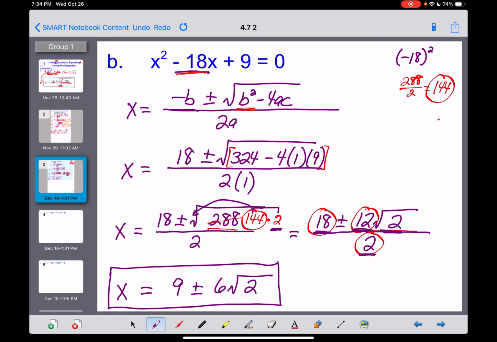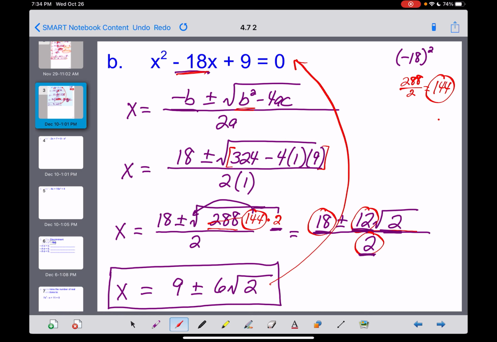So, unfortunately, because we ended up with an irrational solution, you really can't take this answer and plug it back into the original equation and make sure that it works. I'm going to ask you guys to trust me on that one right there. So that's the answer to this one, 9 plus or minus 6 root 2. And remember, that's actually 2 different answers.